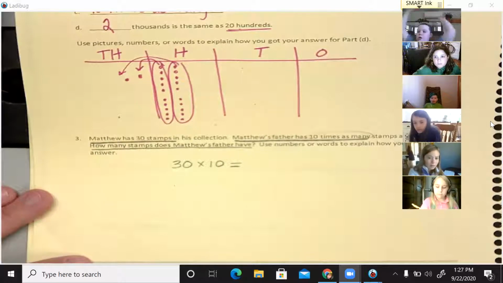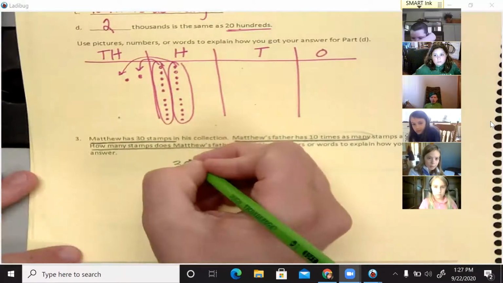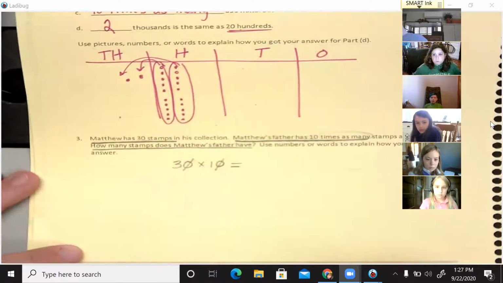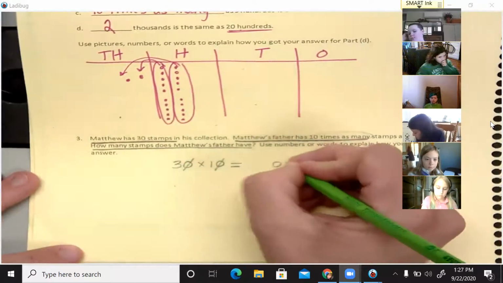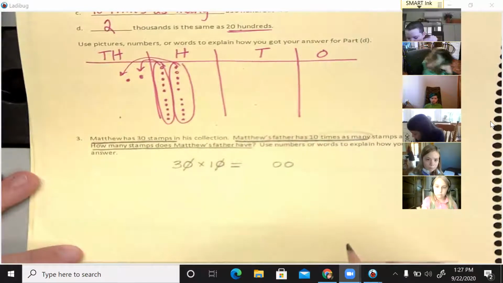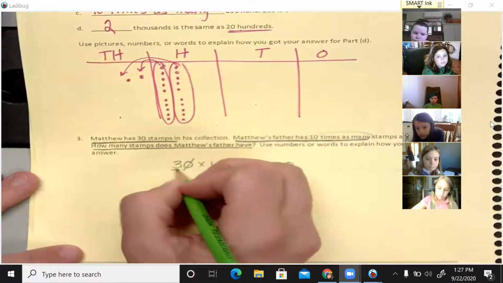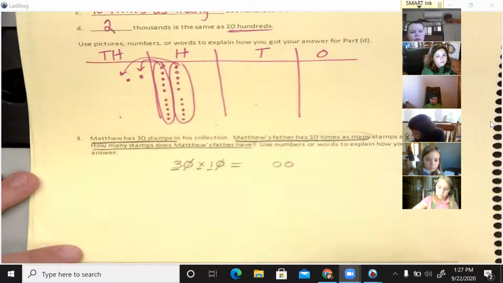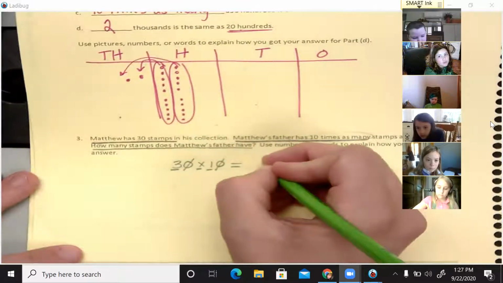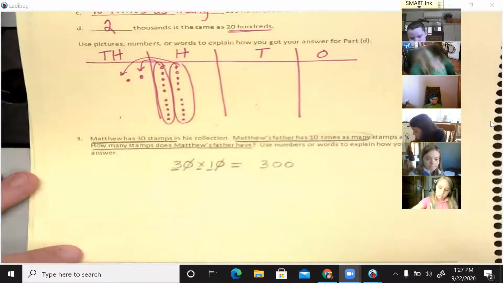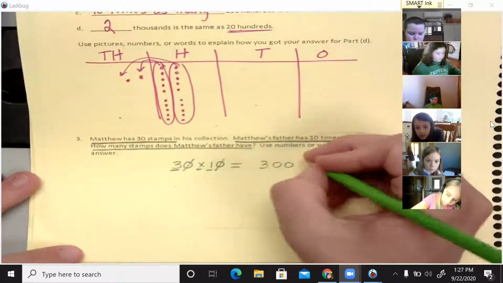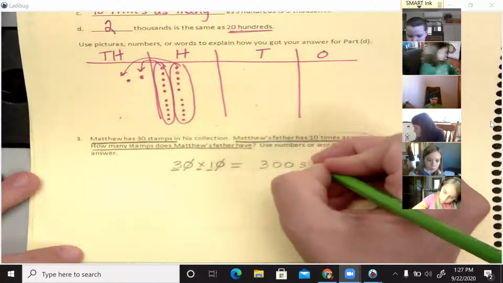3 0. Wait, 2 zeros. So I'm going to take these 2 zeros off, and I'm going to put them over here in my answer. So now, Nina, I'm left with a basic fact. 3 times 1 equals what? 3. Very good. So, Nina, how should I label this answer? 300 what? 300 stamps. Very good.